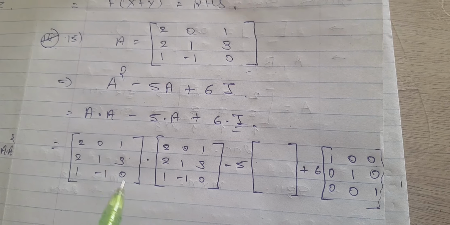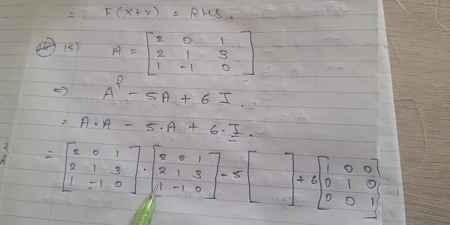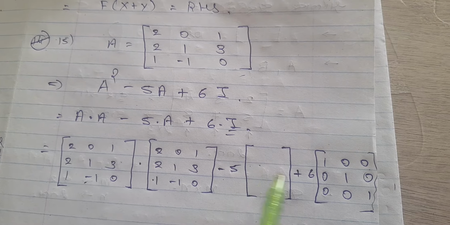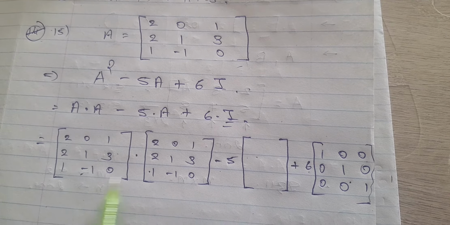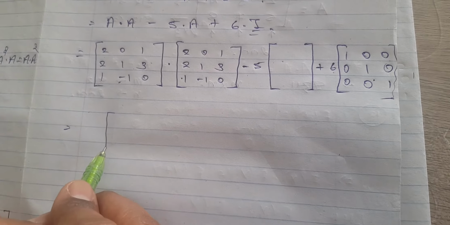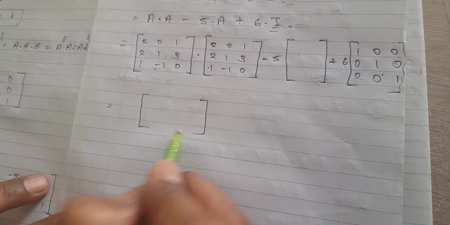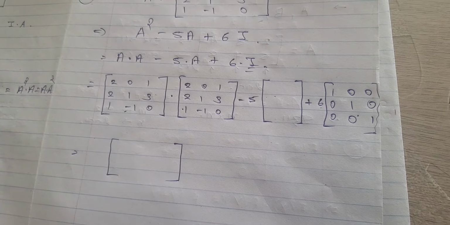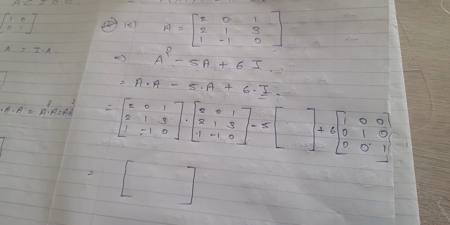Now what to do? That will be very simple. Multiply these two. Multiply 5 to this matrix, 6 to this matrix, and then you have to add up all one. And whatever you get, that is your final answer. Is that clear? It's very simple. You try. How to do?